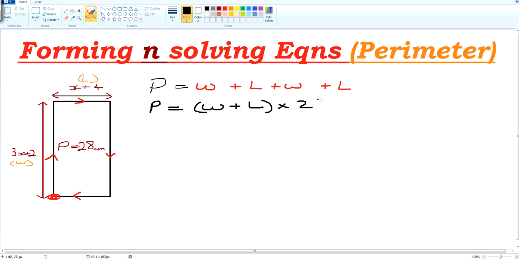So let's have a go at this question now. Okay, now what is the perimeter? What did we say was the perimeter? The perimeter is 28. What is the width? And what is the length?